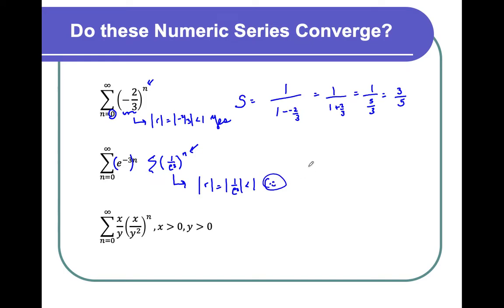So what's your infinite sum? Oops, sorry. 1 minus. And up here is a, my first term, since I start at 0. E to the 0, which is 1.